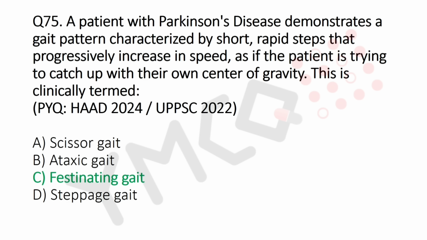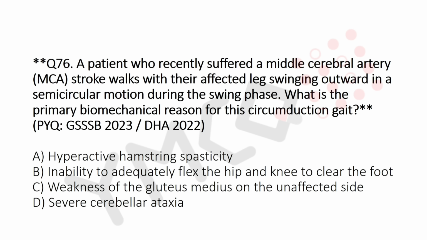Let's move to question number 76. A patient who recently suffered a middle cerebral artery stroke walks with their affected leg swinging outward in a semicircular motion during the swing phase. What is the primary biomechanical reason for this circumduction gait? Option A, hamstring spasticity. Option B, inability to adequately flex the hip and knee to clear the foot. Option C, weakness of gluteus medius on the unaffected side. Option D, severe cerebellar ataxia.